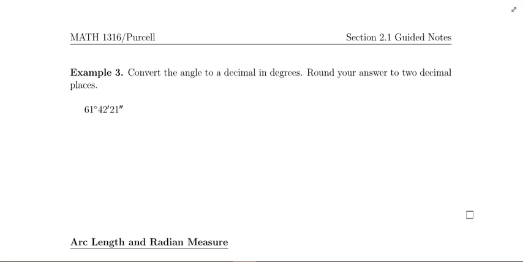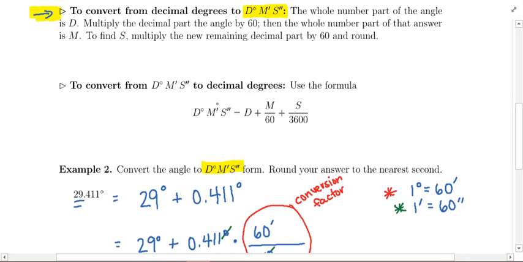In example 2, we just took an angle in decimal degrees and converted it into the degrees, minutes, seconds format. And now in example 3, we're going to take an angle in the degrees, minutes, seconds format and convert it over to decimal degrees. Okay, let's flip back to page 4 and look at the conversion rule. Okay, it is right here.